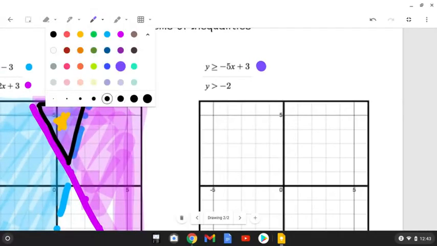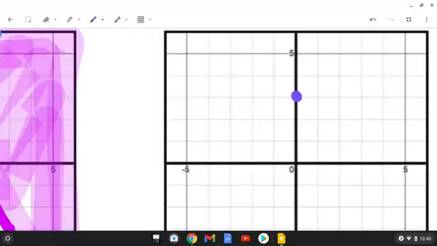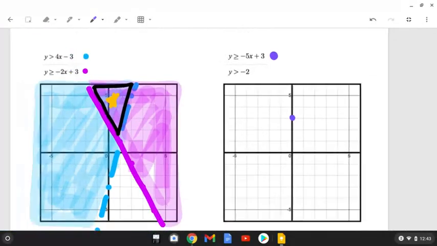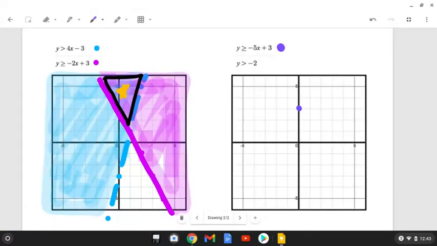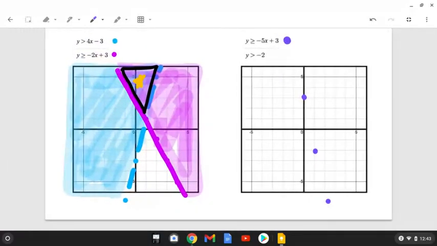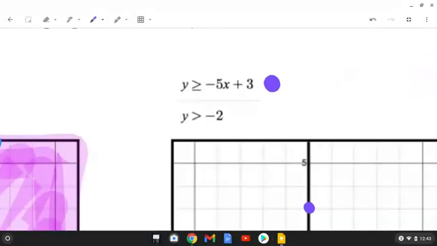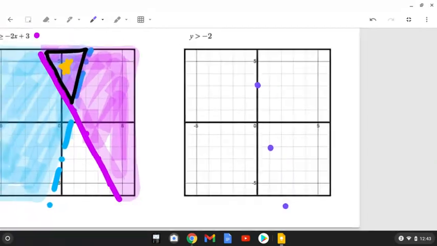So let's see. We've got a plus 3 for my y-intercept and a slope of negative 5, which is going to be down 5 over 1. So 1, 2, 3, 4, 5 over 1. It's going to be about right there. So probably shouldn't have used such a big slope, Mr. Trummer. But then you check here and you've got yourself a solid line.